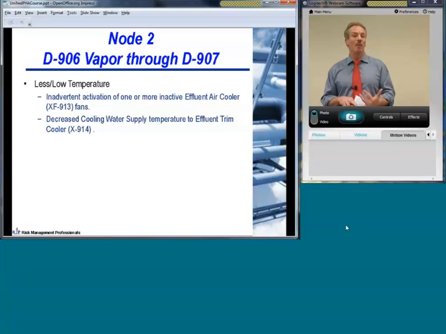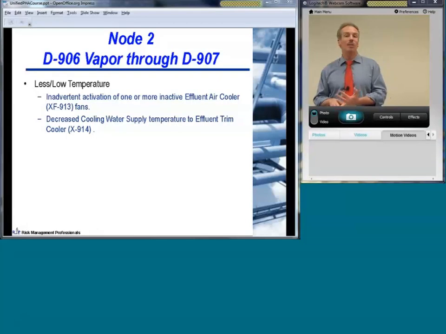And whether you're an onshore facility governed by PSM or RMP, or you're an offshore facility governed by the new Safety and Environmental Management System requirements, all of those pivot on a good quality hazard analysis.